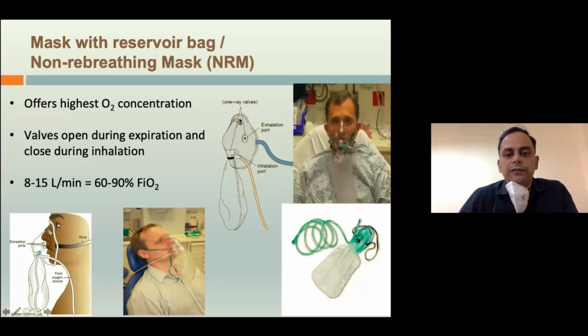The structure of this mask includes two valves. One valve is here at the mask. This is a one-way valve. Whenever the patient exhales air, that air is pushed out through this hole to the outer environment. And then there is one more valve here, which is connecting the bag to the mask. This valve allows movement of oxygen from the reservoir back to the mask.